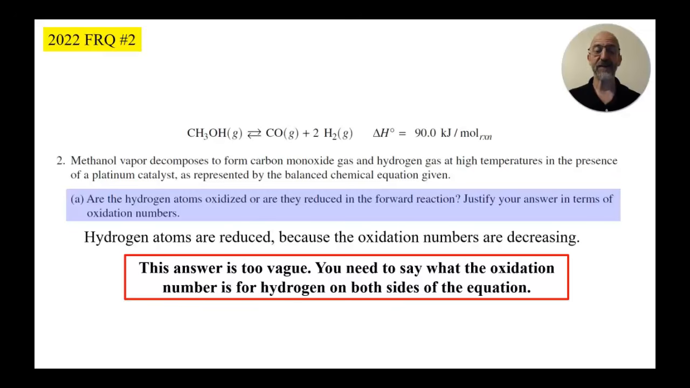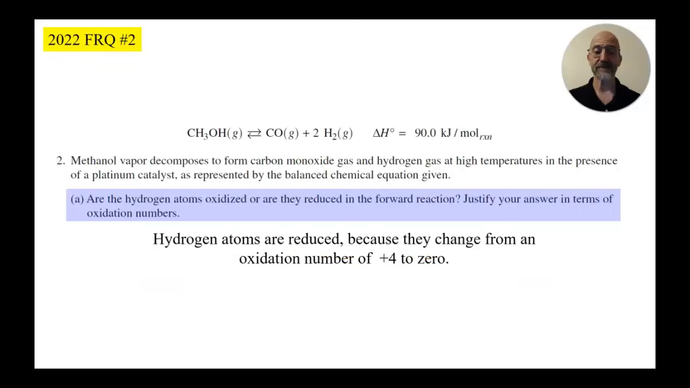All right, here's another student answer. Let's see how they did. Hydrogen atoms are reduced because they change from an oxidation number of +4 to 0.